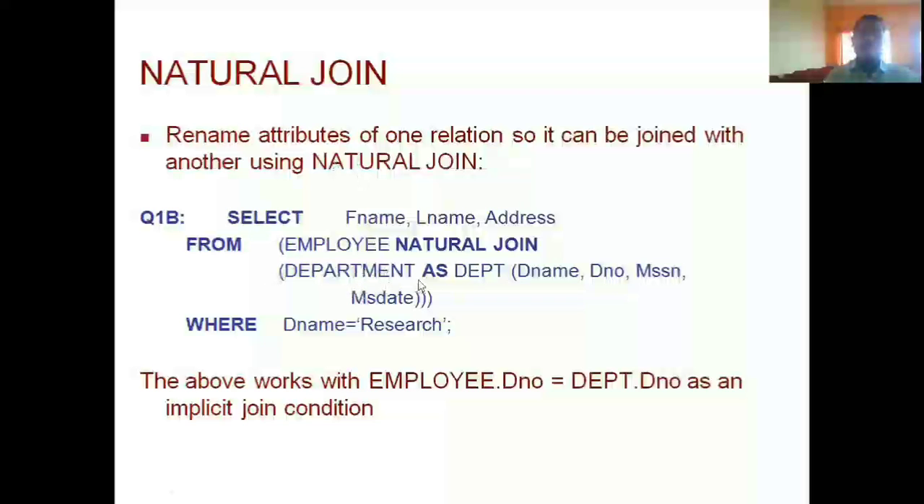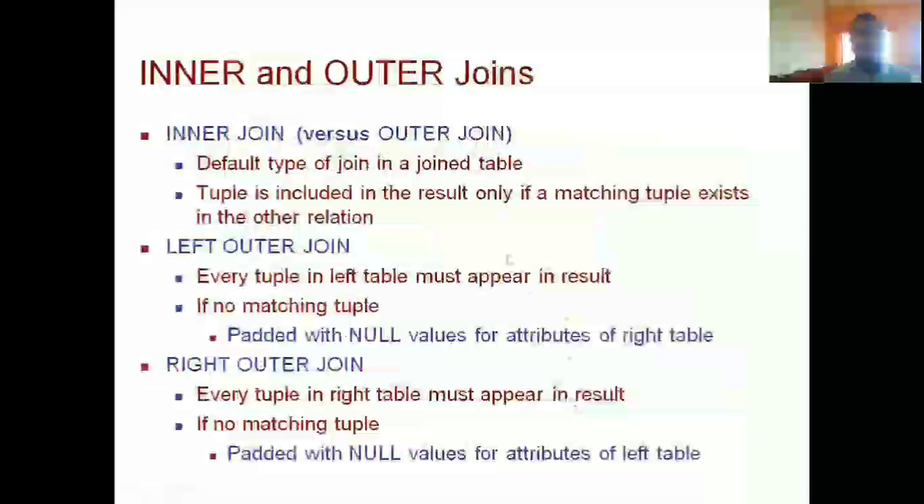See, we are changing the department as DPT, and the attributes are D name, DNO, MSSN, and MS date. So these work with employee dot DNO. Here we are applying the aliases. Employee dot DNO is equal to DPT dot DNO as an implicit join condition. That is an explicit join condition, and this is an implicit join condition. So this implicit join condition applies to inner and outer joins.